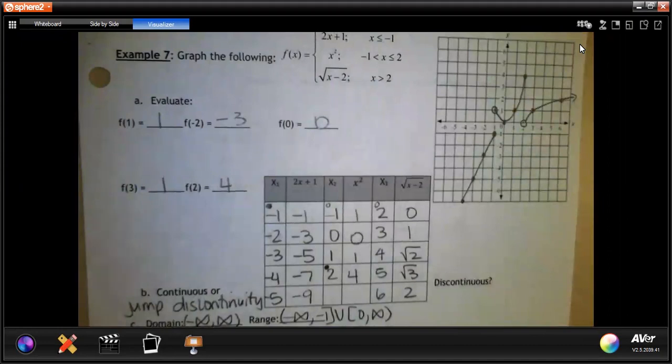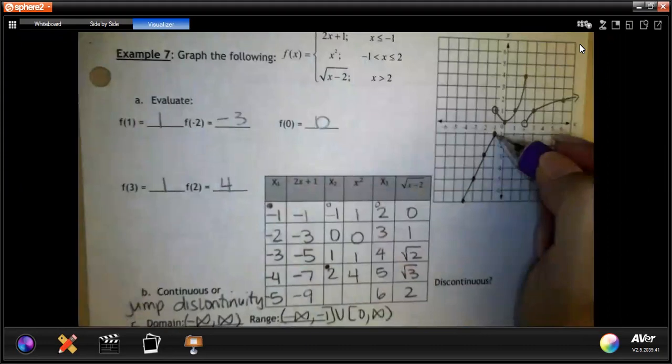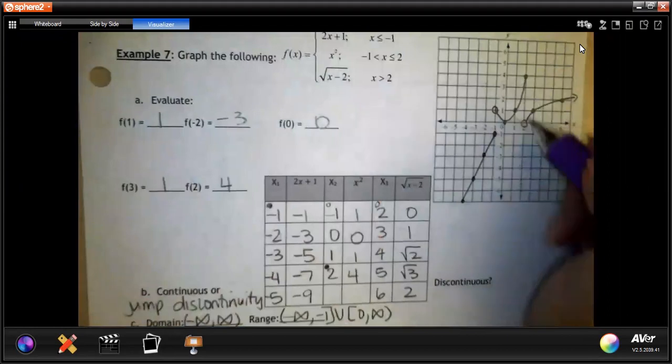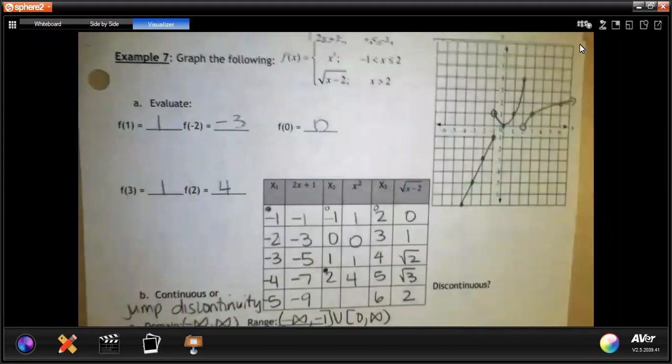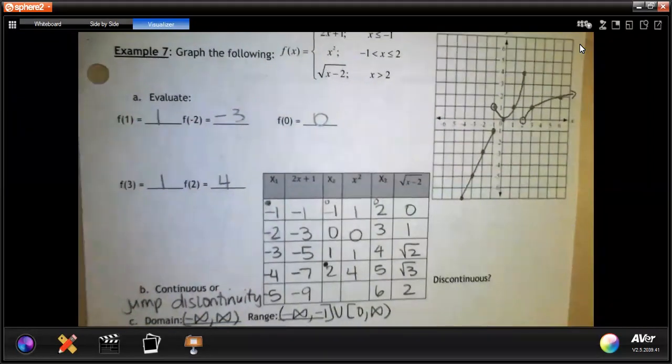So for less than or equal to -1, this graph has to stop at -1. The next one goes from -1 to 2, so from -1 to 2. And then the last one goes from 2 to infinity, so it goes to the right. So I did want to give you an opportunity to look at that when there is more than just 2 equations graphed there. That's okay.